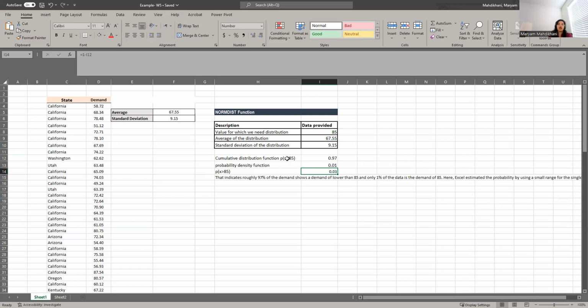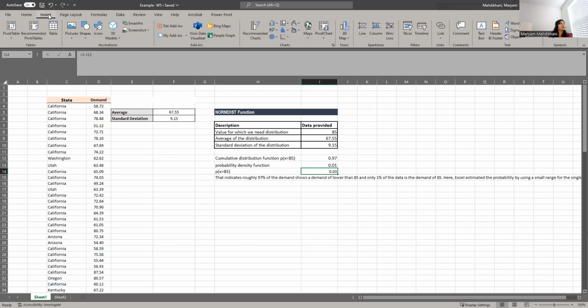If I ask how much percent of the data set is higher than 85, that means 85 is less than those numbers, so I would easily say 1 minus this probability gives me the rest. It's 0.03. I wanted to show you how the normal distribution looks, but I cannot draw here.